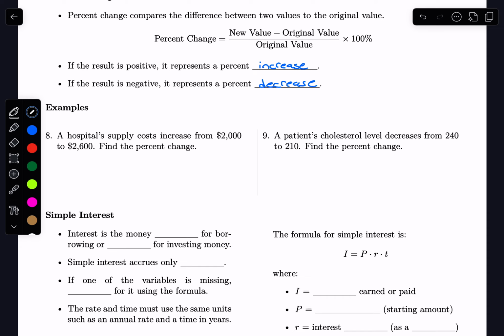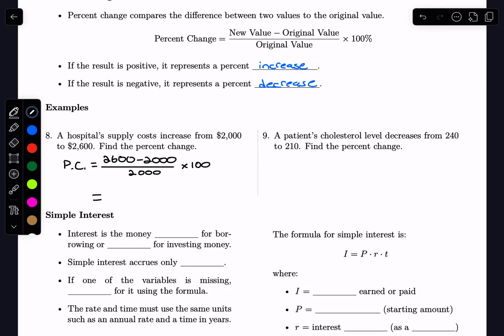So we're just going to plug in directly. PC for percent change is going to be equal to the new amount, which is 2,600, minus the old amount, which is 2,000, divided by the old amount, which is 2,000 again, multiplied by 100. So all I'm going to then do is type this into my calculator as is and see what we get.